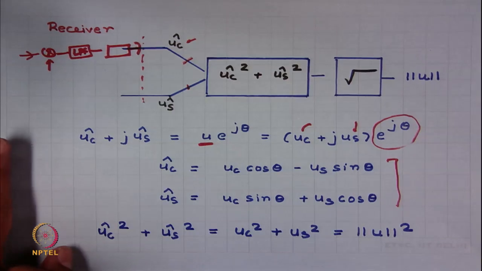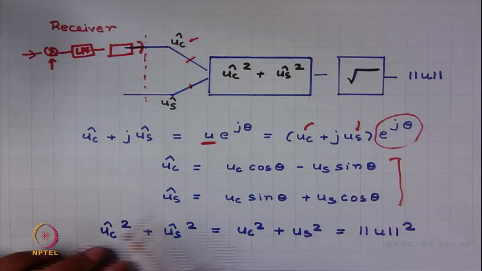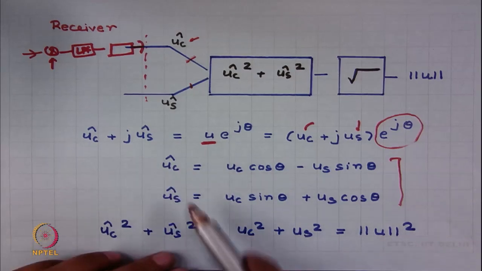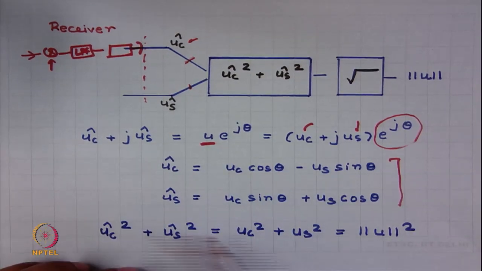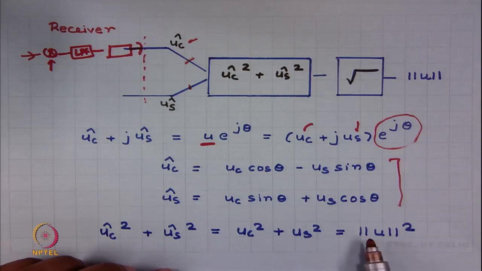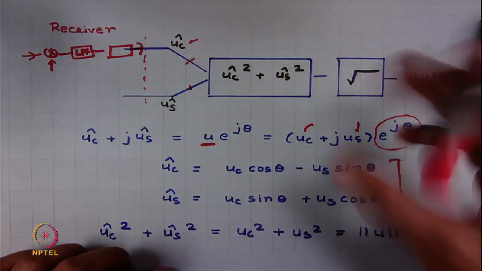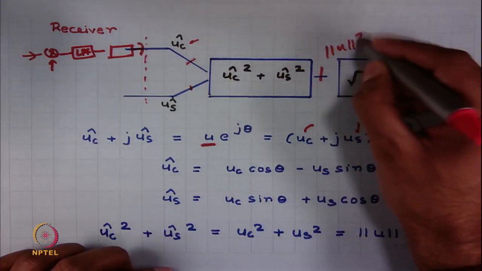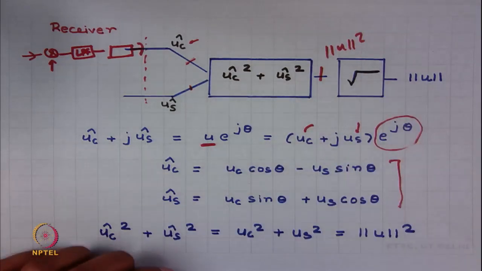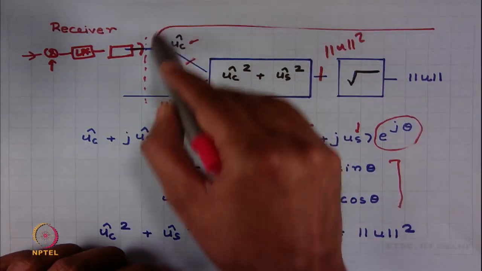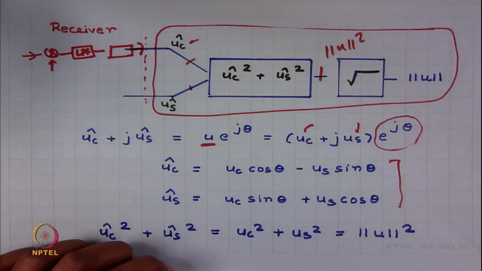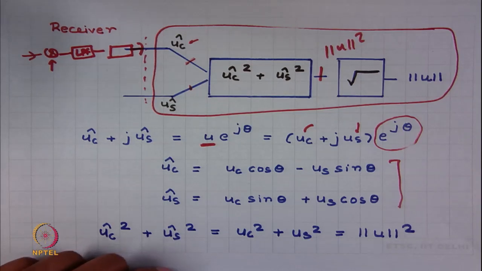Anyway, so you can see easily that if you square this UC cap and you square this US cap and you add these two things up, what you simply get is norm square of u, and that is what we wanted. Once you take the square root of this norm square of u, you get norm of u, easy. So, in non-coherent systems we add this thing up here and we can detect again the signals. So far so good.